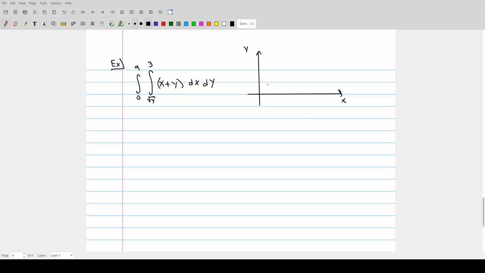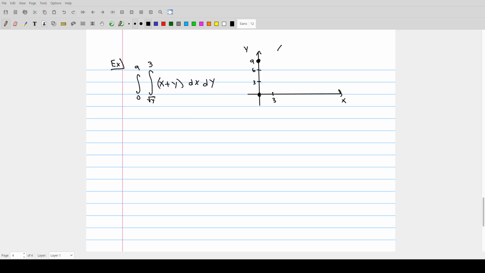So what we'll do is say this is 3, 6, and 9 for y. And if this is 3, then this is 3 for x. And we know that y is going from 0 to 9. And as y goes from 0 to 9, we're going in x from the curve square root of y to the upper bound of 3. So at 3, this is my upper bound in x, and the lower bound is the square root of y.